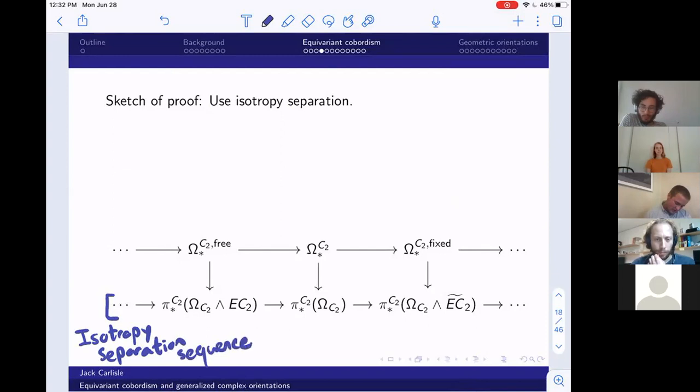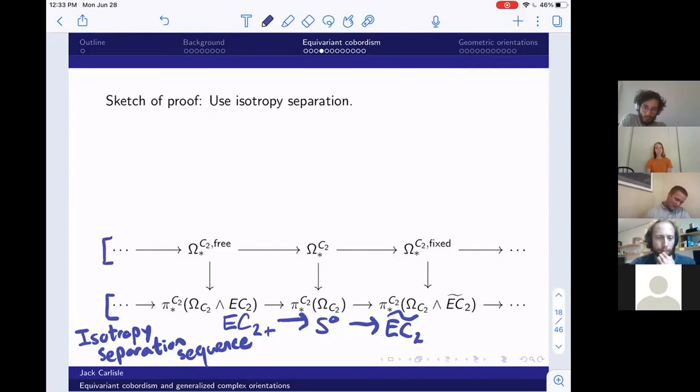So associated to any C2 spectrum, like the spectrum omega C2 we just defined, we have an isotropy separation sequence. It's obtained just by smashing our spectrum omega C2 with the following cofiber sequence. We have our space EC2 plus, which is defined by the universal property I mentioned before. We can always collapse that down to S0, and then we just call its cofiber EC2 tilde. So in any case, this is a canonical long exact sequence that we can associate to any spectrum. In particular, we can associate it to the C2 spectrum omega C2.